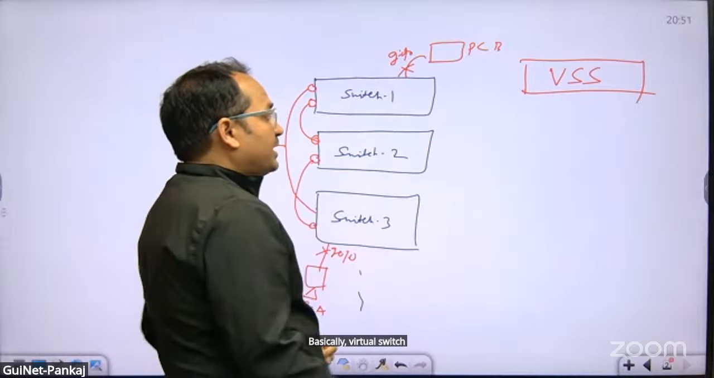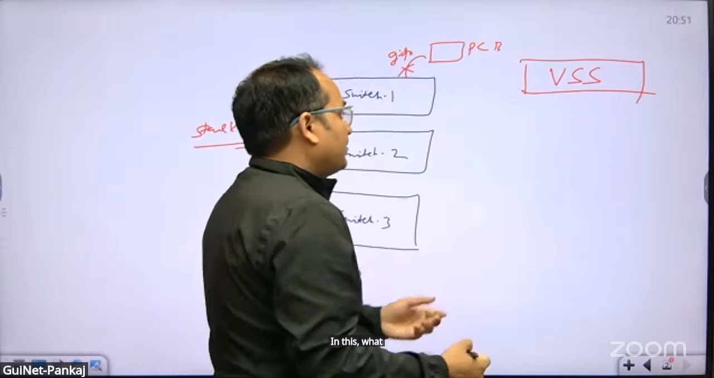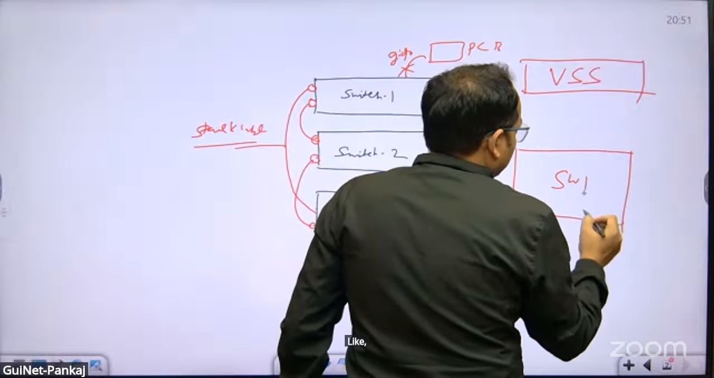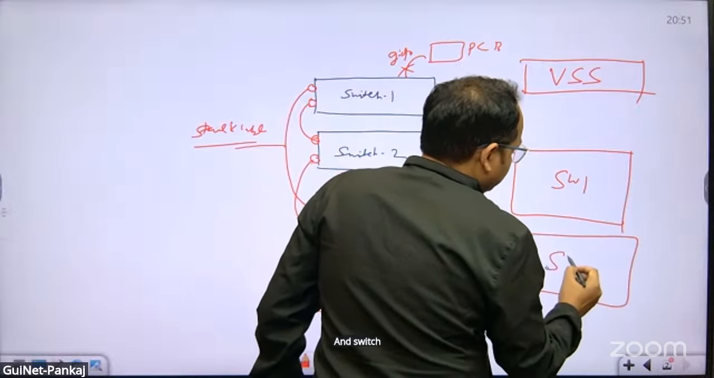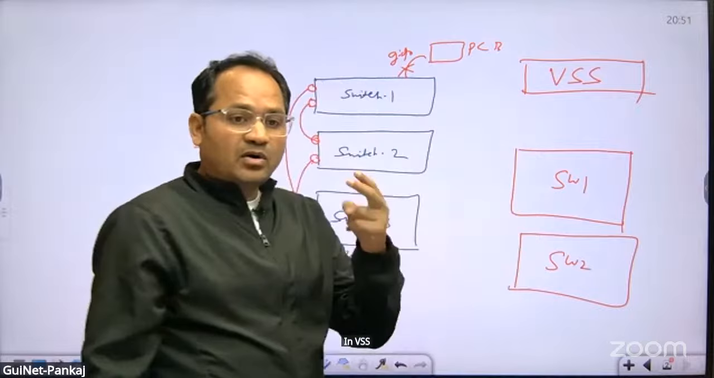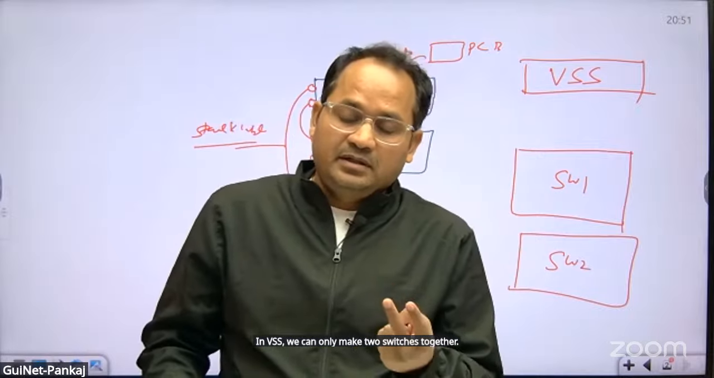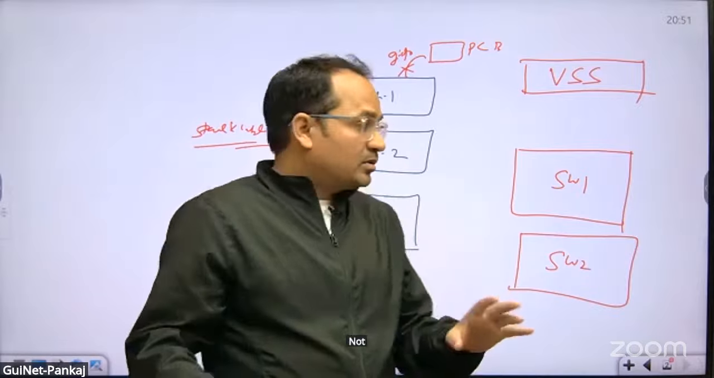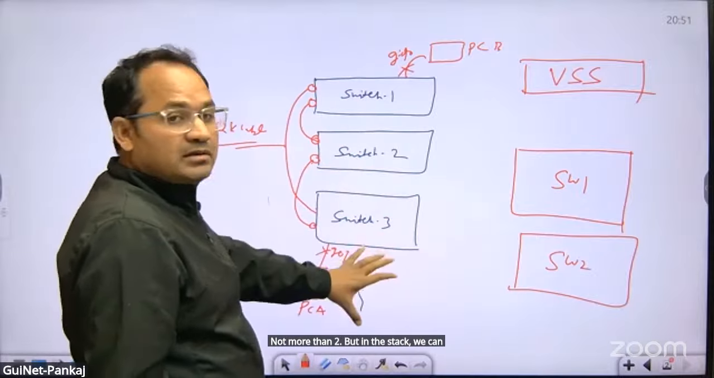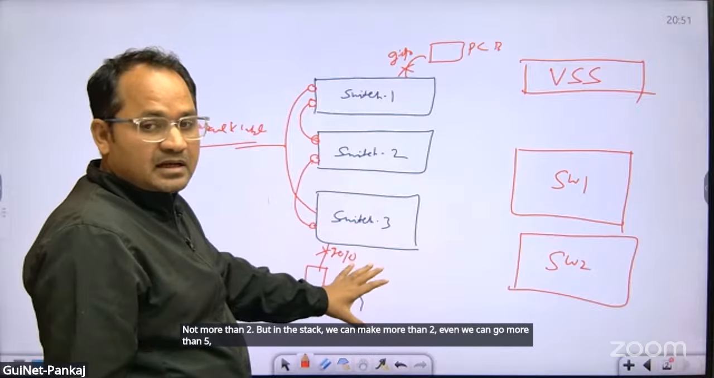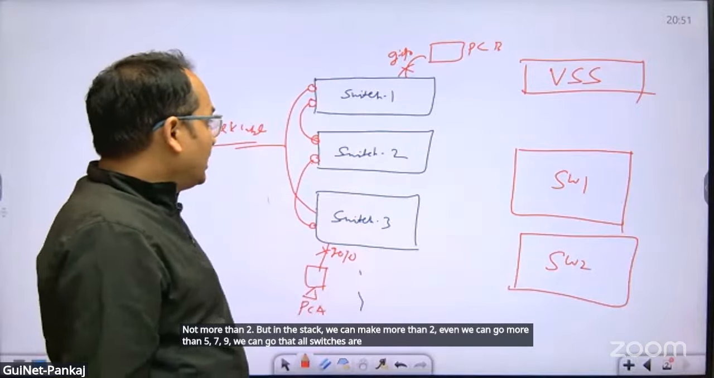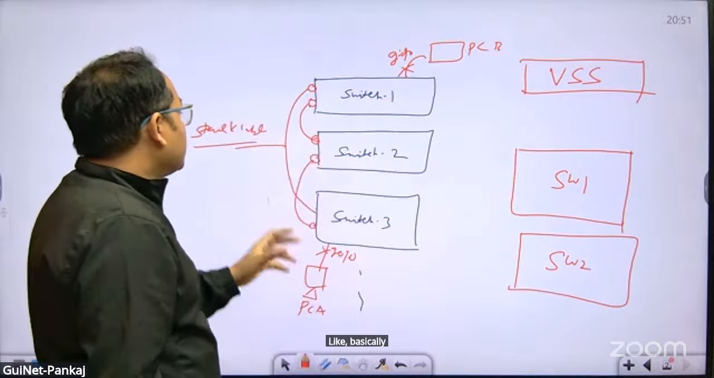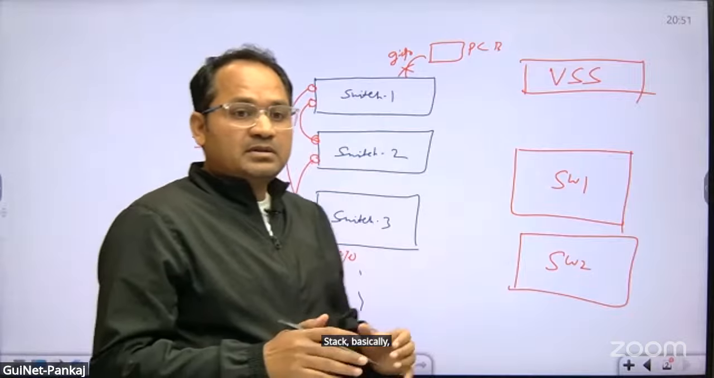Basically, virtual switching system, right? In this, what happened? We have switches, like switch 1 and switch 2. In VSS, we can only make two switches together, not more than two. But in a stack, we can make more than two, even 5, 7, or 9; all those switches can be stacked. What is the requirement of the stack? Basically, the stack only gives the extra ports.